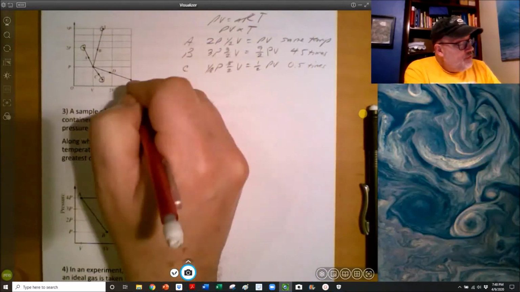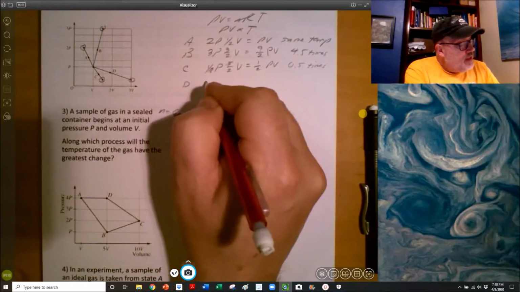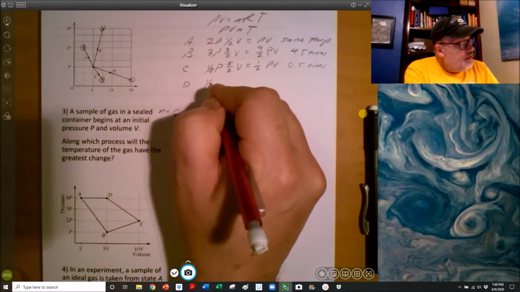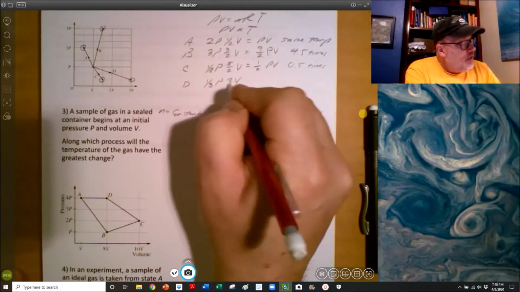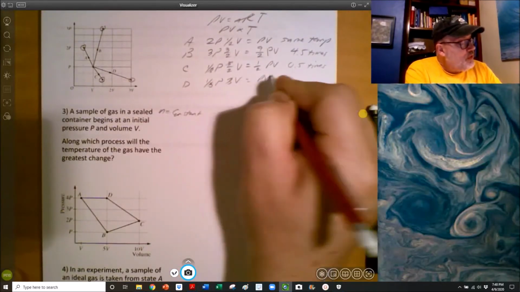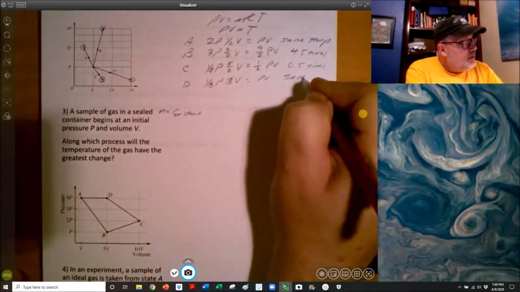And then our last one is D over here. And in D, we are again at 1/3 the pressure, and we are at 3 times the volume. They cancel, and we're left with PV. So it's the same temp.